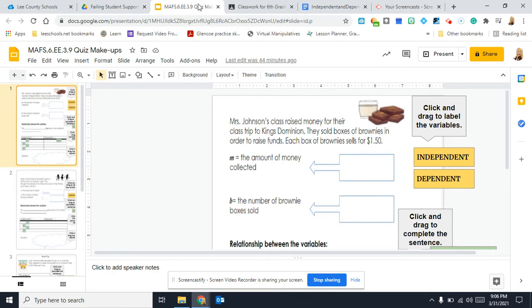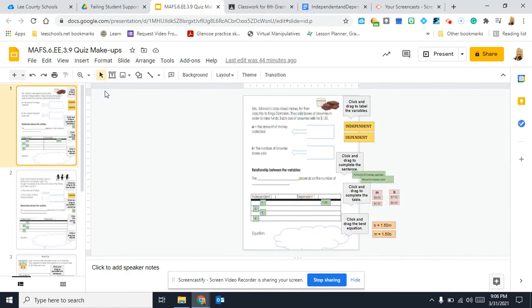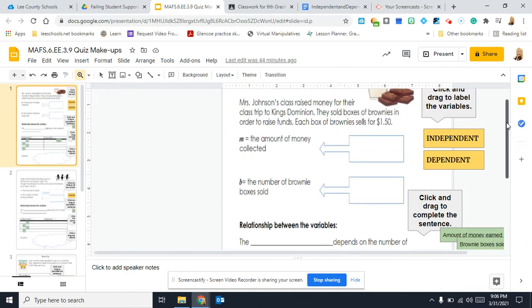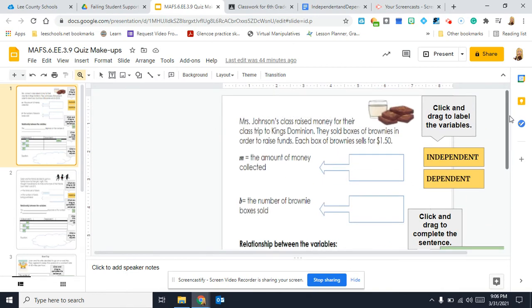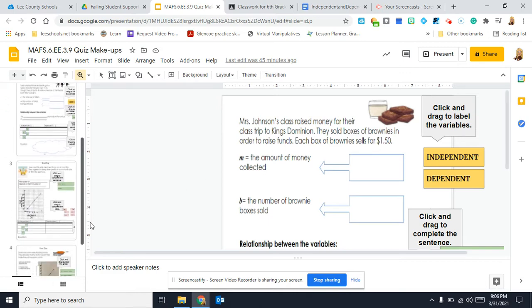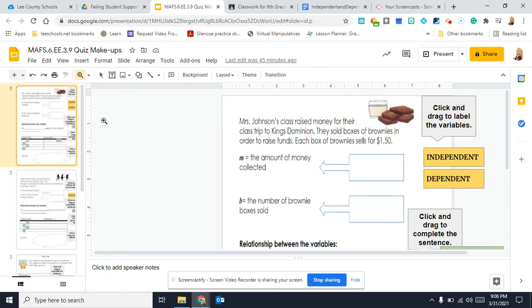So I'll be sharing this assignment with you. It's the quiz makeups for independent and dependent variables. When you first open it, it will probably be pretty small and hard to read. But just know that you can use your magnifying glass to zoom in so you can read. All of the answers, you're going to click and drag your answers. You're not going to have to type anything. You're not going to add any text boxes. Just click and drag your answers. And we're going to do the first slide together, and then you'll be responsible for slides 2, 3, and 4.